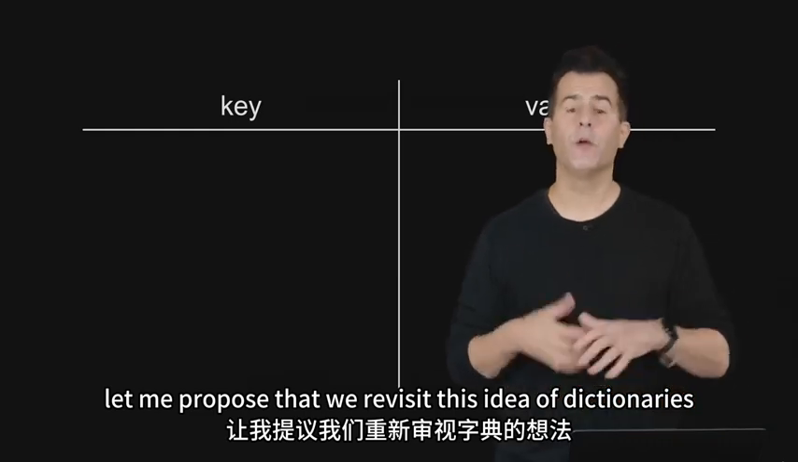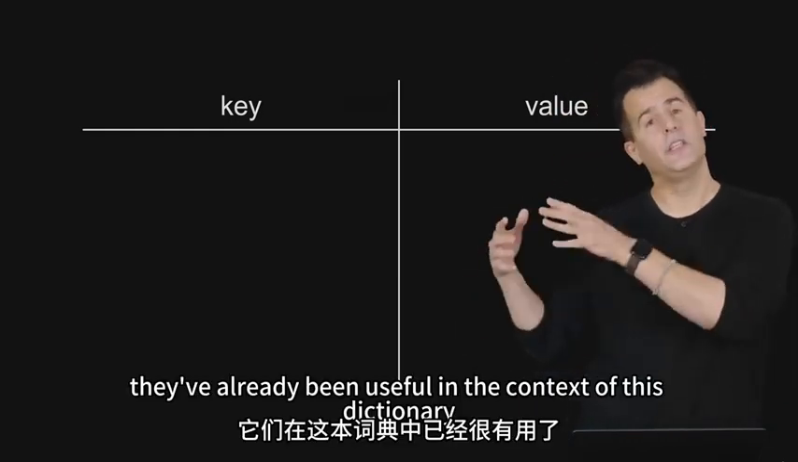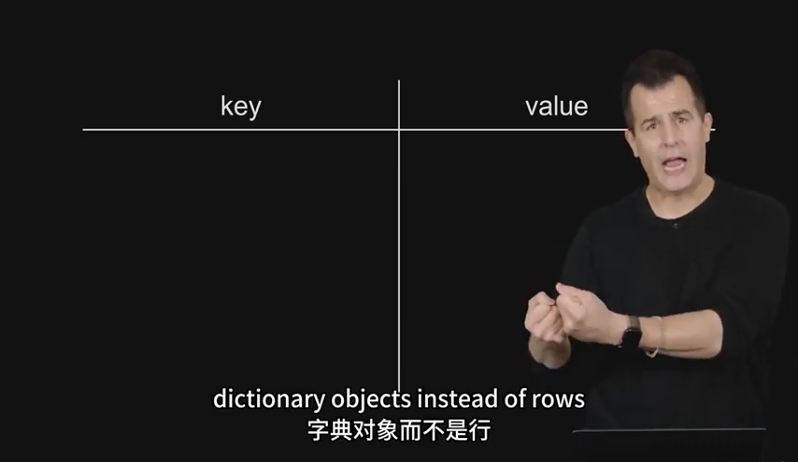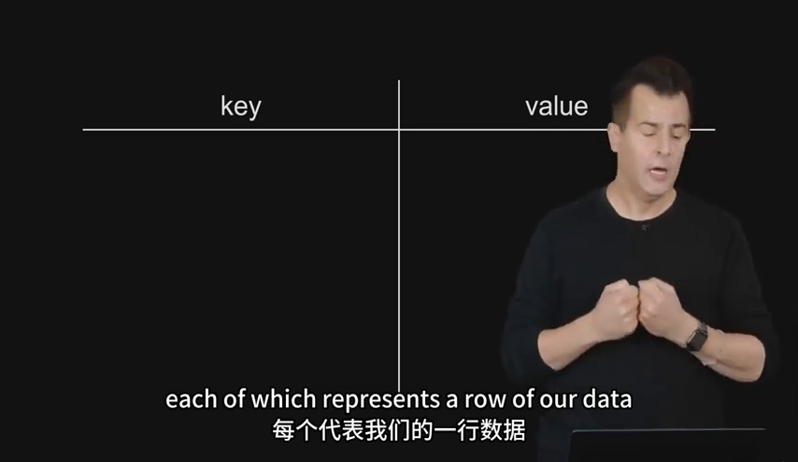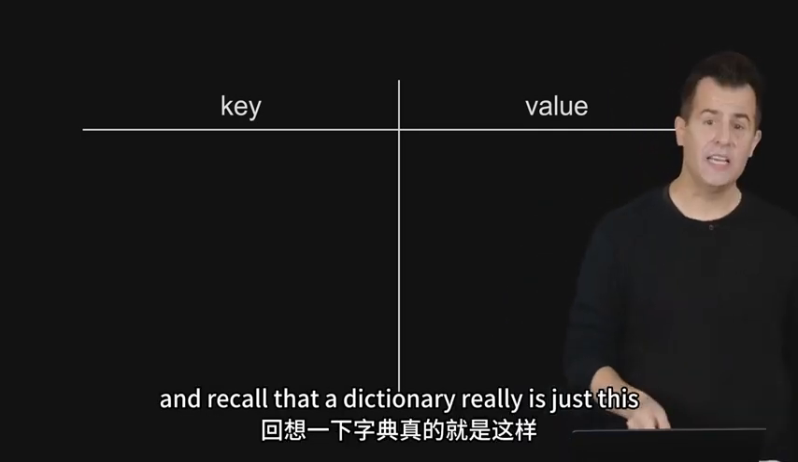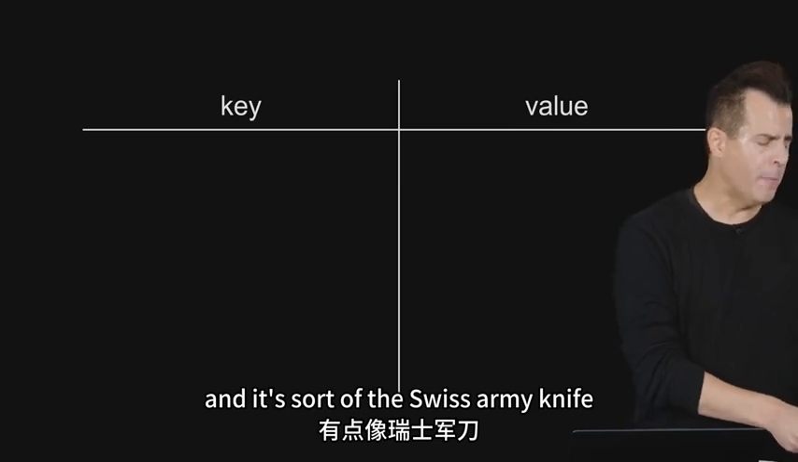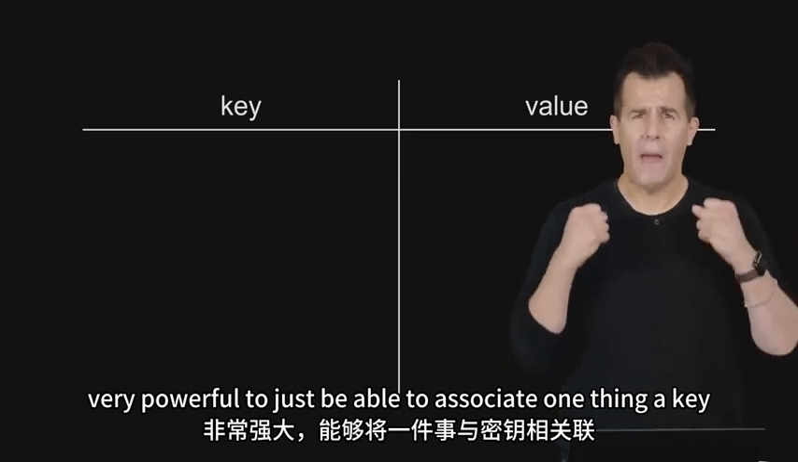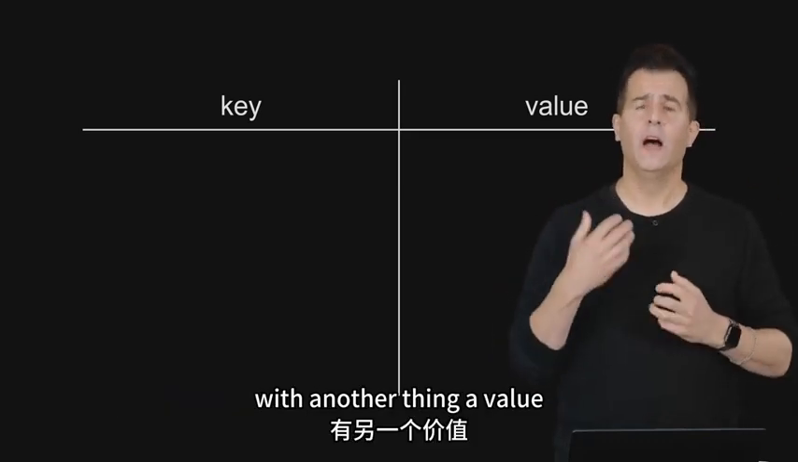Well, let me propose that we revisit this idea of dictionaries themselves. They've already been useful in the context of this DictReader because we can get handed back more user-friendly dictionary objects instead of rows, each of which represents a row of our data. And recall that a dictionary really is just this. It's a set of key value pairs. And it's sort of the Swiss Army knife, if you will, of programming, because it's very powerful to just be able to associate one thing, a key, with another thing, a value.